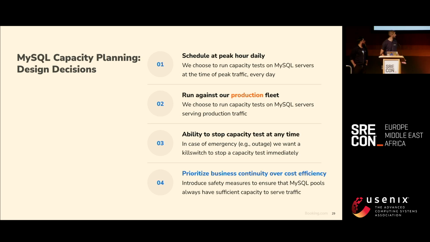Finally, maybe the most important decision of those was to prioritize business continuity over cost efficiency. This means that our first priority is not to reduce costs. This is always in our heads. But first, we want to ensure that traffic can be served.